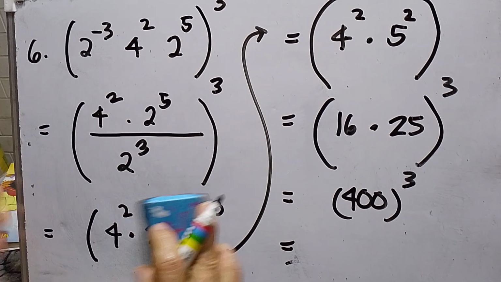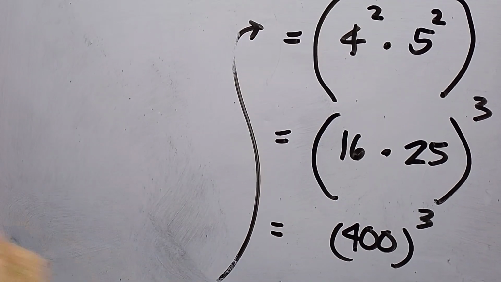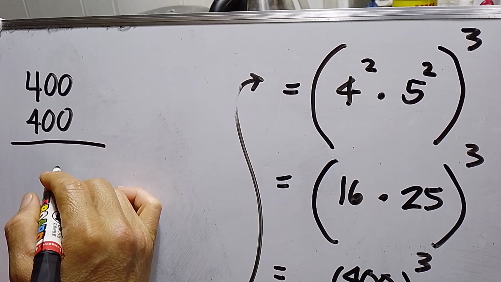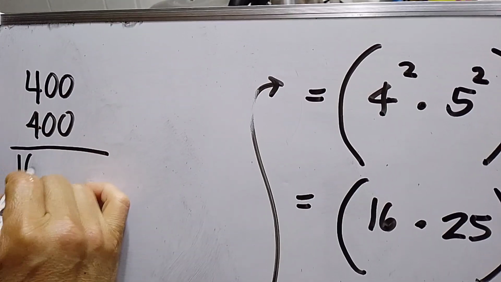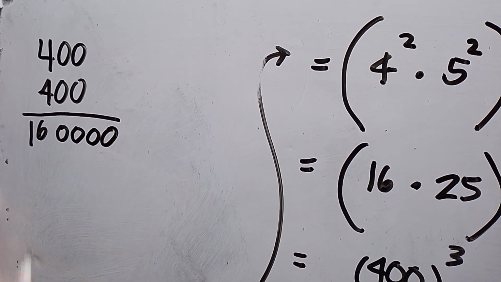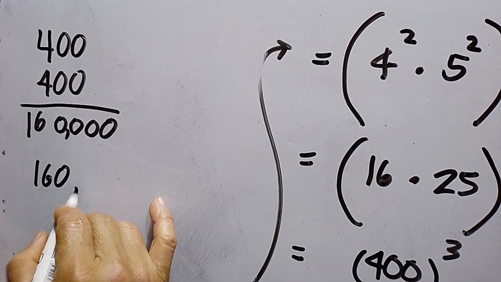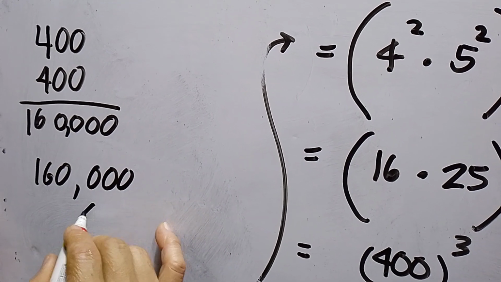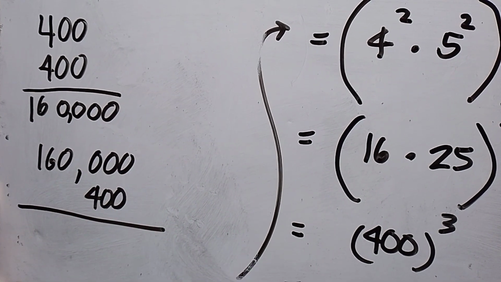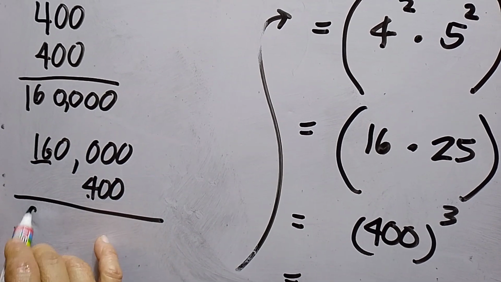So what is 400 raised to the third power? So meaning we have to multiply 400 3 times. So 400 times 400. So 16. 4 times 4 is 16. I need to copy the 4 zeros. So this will be 160,000, and then 160,000 times 400. So to make a shortcut computation for this, I need to multiply 16 by 4. 16 times 4 is 64.